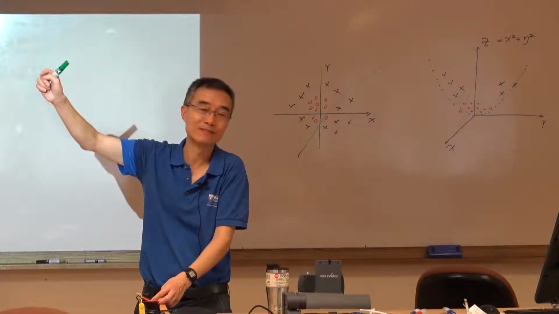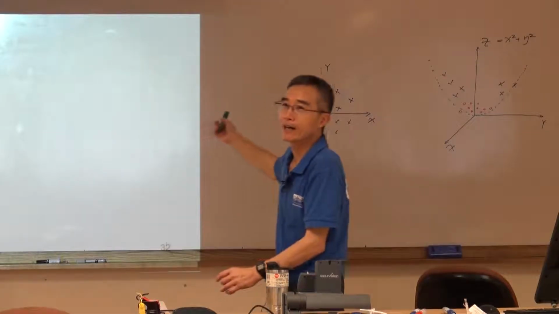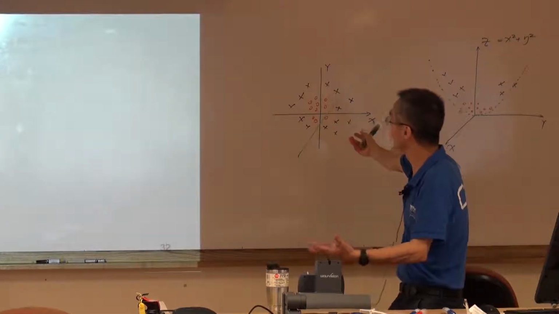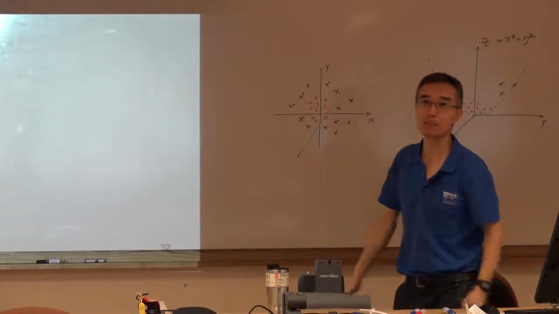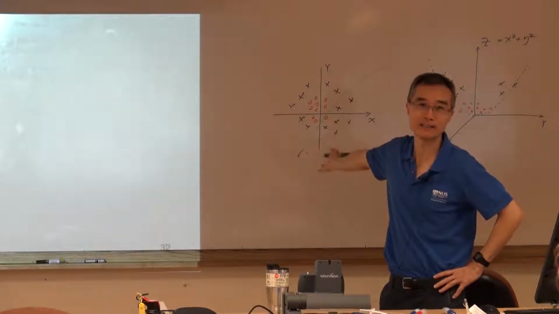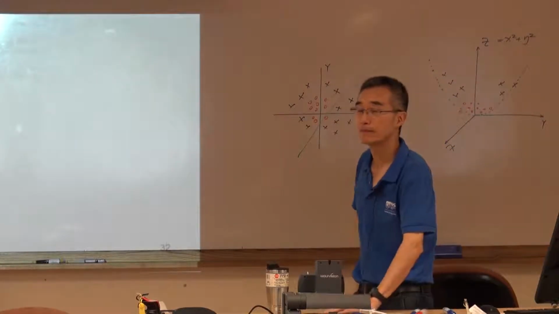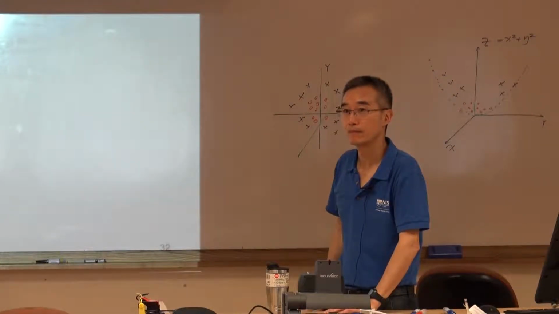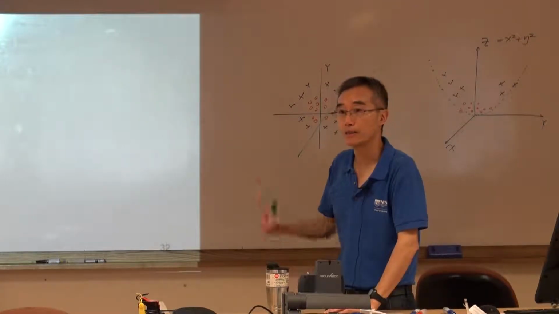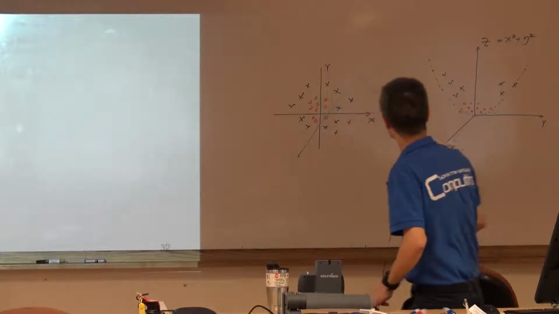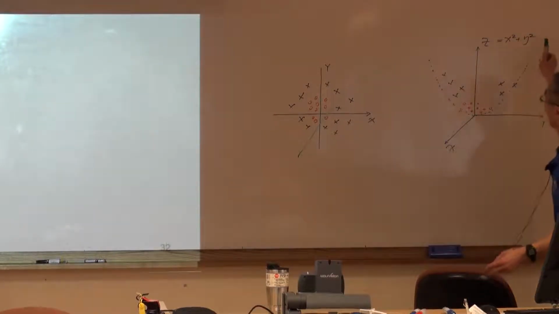x squared, right? So can you suggest a kernel function here so that you can easily separate these two classes like this? Like the distance function, like z equals x squared plus y squared? Okay. So that is actually my kernel function here.